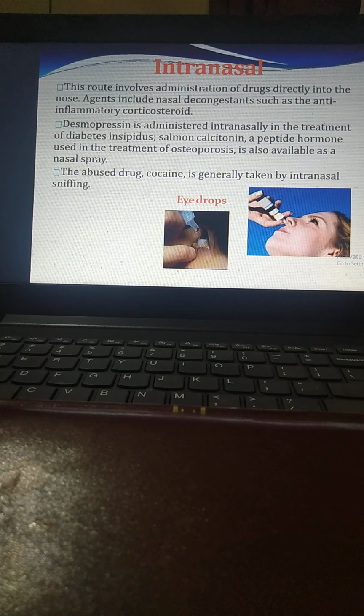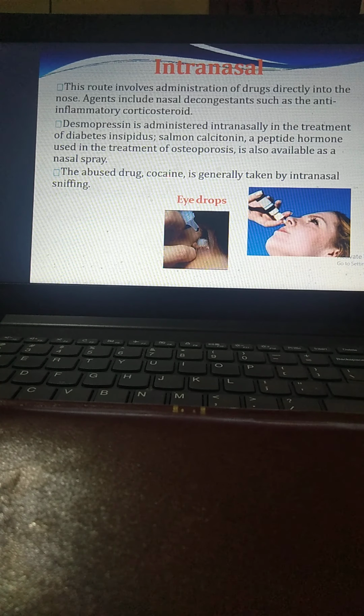Now intranasal. There was a discovery in the 2000s that some drugs had come for diabetes, insulin preparations given intranasally, but that failed. The route involves administration of the drug directly in the nose. Agents include nasal decongestants and anti-inflammatory corticosteroids. Desmopressin is administered intranasally in the treatment of diabetes insipidus. Salmon calcitonin, a peptide hormone used in the treatment of osteoporosis, is also available as a nasal spray. So these are the examples which you have to enumerate.